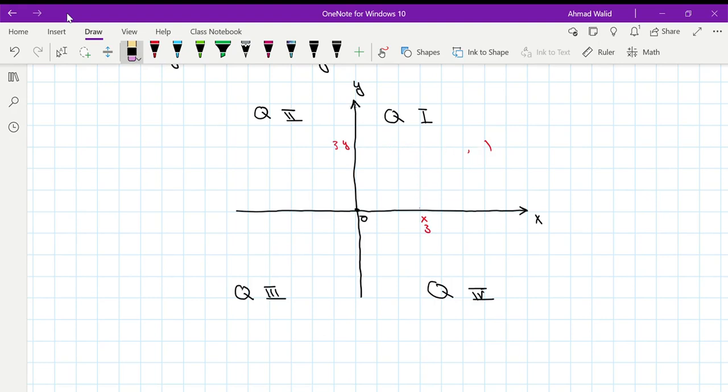Let's talk in general, correct? In quadrant number 1, always your x is positive, correct? And your y is positive. In your book, they show it this way: x greater than 0, y greater than 0 means x is positive, y is positive, correct?